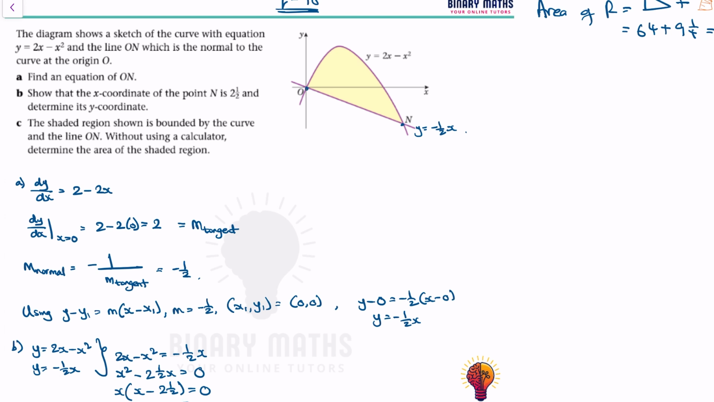Because x equals 0 is this one, N must be 5 over 2, so it must be x is equal to 5 over 2. So y must be, since x is equal to 5 over 2, we can substitute into either. y must be equal to minus a half times 5 over 2, which is equal to minus 5 over 4. So that means N must be equal to 2.5 and minus 1.25.